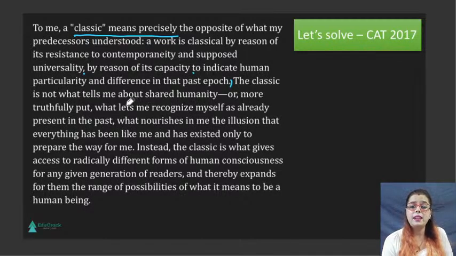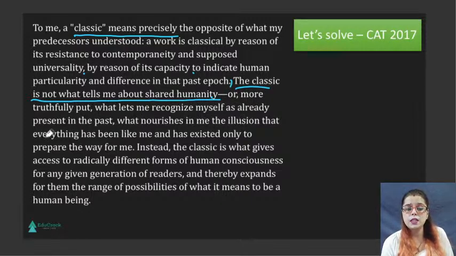The classic is not what tells me about shared humanity. What is his view on classic? The author's view is, the classic is not what tells me about shared humanity, or more truthfully put, what lets me recognize myself as already present in the past, what nourishes in me the illusion that everything has been like me and has existed only to prepare the way for me. Now this part talks about what is not classic for him. So if something lets him recognize himself as being present in the past, or nourishes an illusion for him, it is not classic.